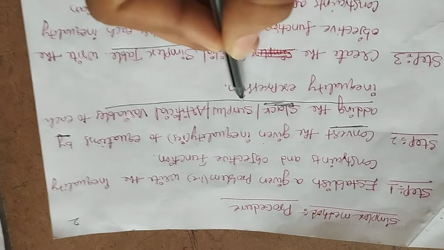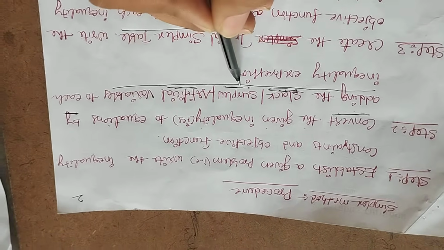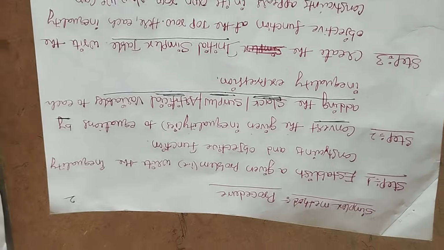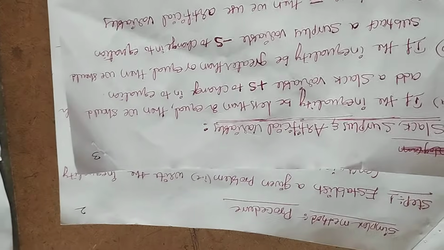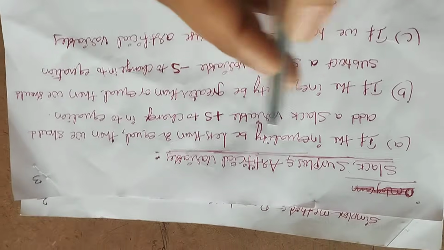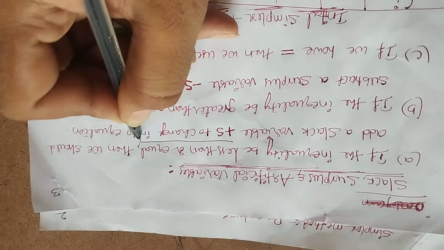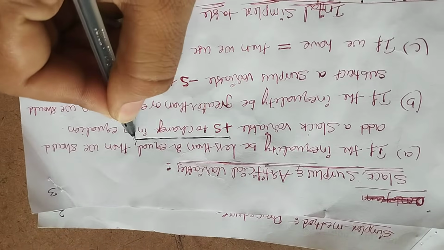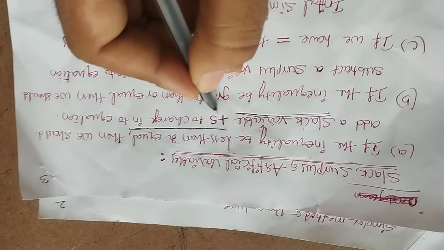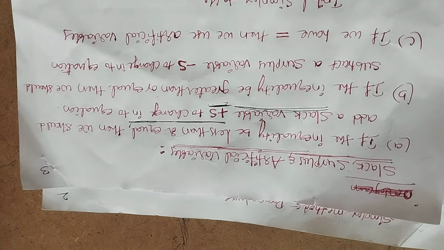He has mentioned slack variables, surplus variables and artificial variables. What is a slack variable and when should it be added? What is an artificial variable, when should it be added? Let us see. See here, the three variables: slack, surplus, artificial variables. If the inequality is less than or equal to, then we should add a slack variable. The slack variable will be denoted by plus s, to change it into an equation.